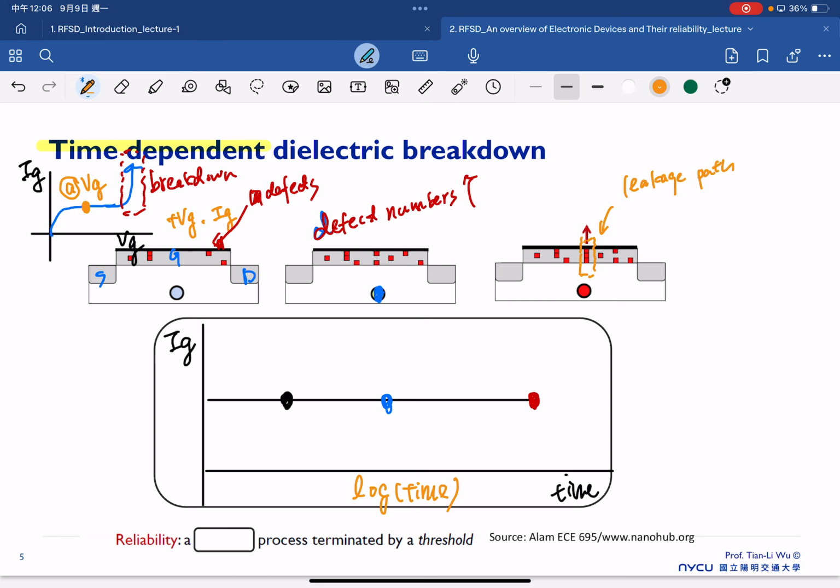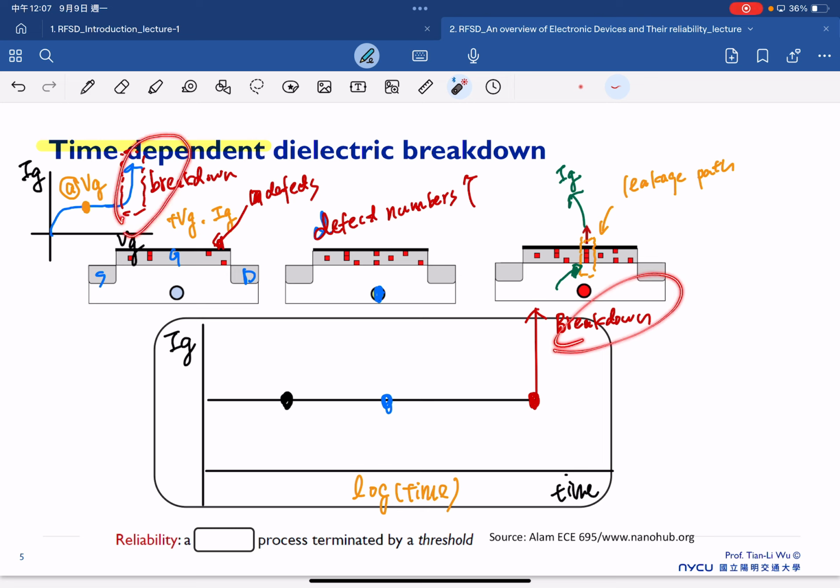So once we have the leakage path, that means your electrons can start to go through this leakage path and become a very strong leakage current. So usually at this moment, you will start to see the high gate leakage current, because due to enough defects, the formation of the leakage path, and thus we still have the breakdown characteristic, just like here.